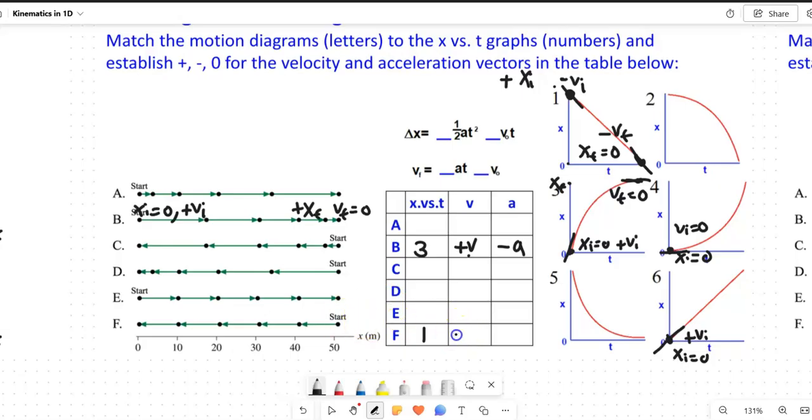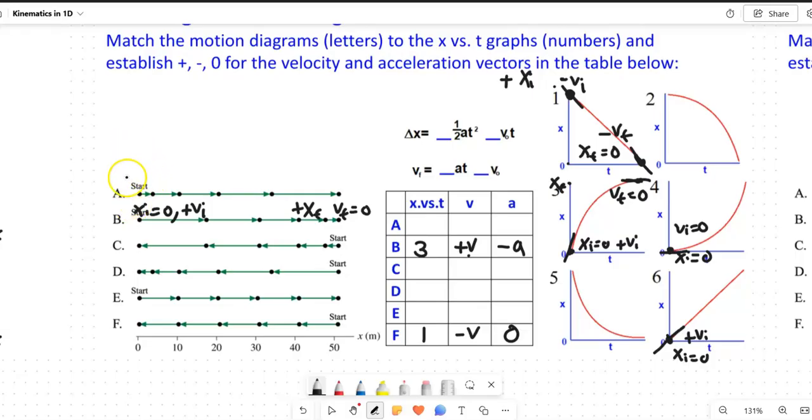All those velocities are negative, and that acceleration is going to be 0. So it's going to have a 0 acceleration, and those velocities are negative. Cool. Cool, cool, cool. Let's try another one.